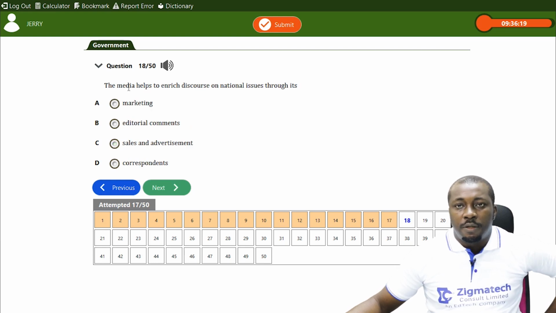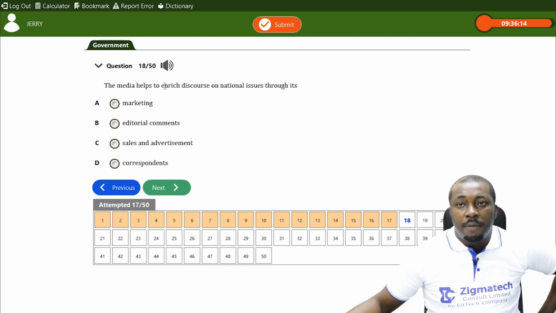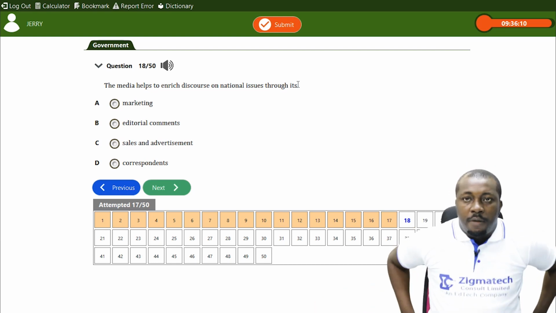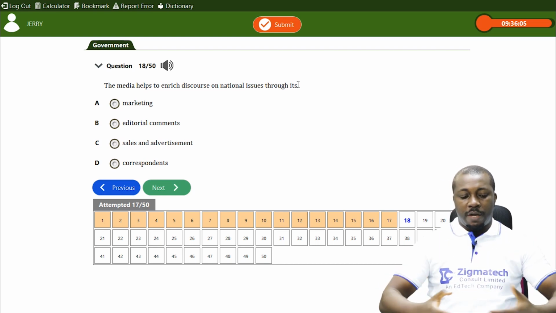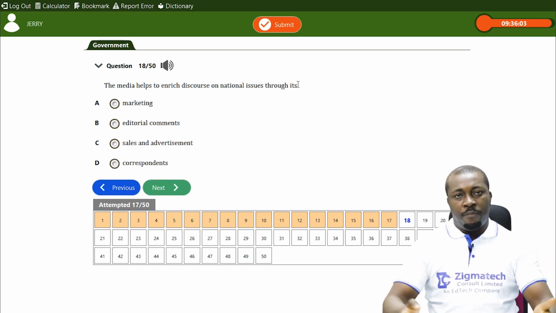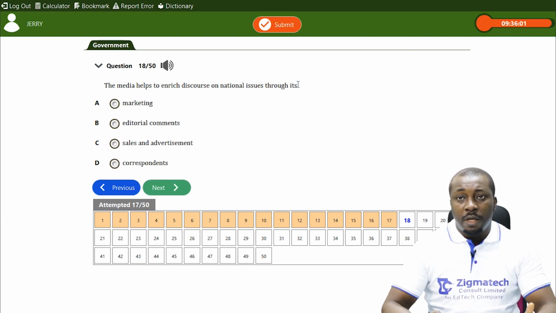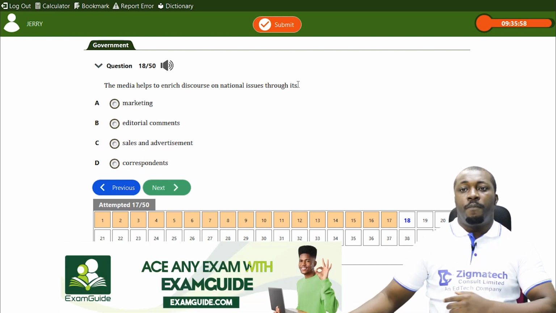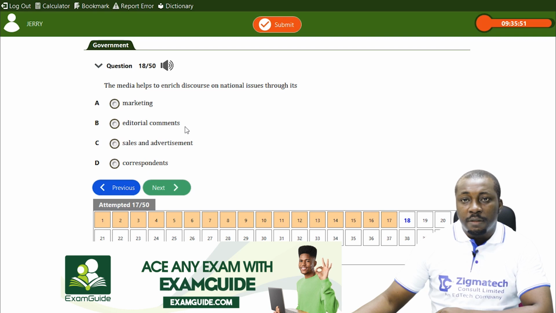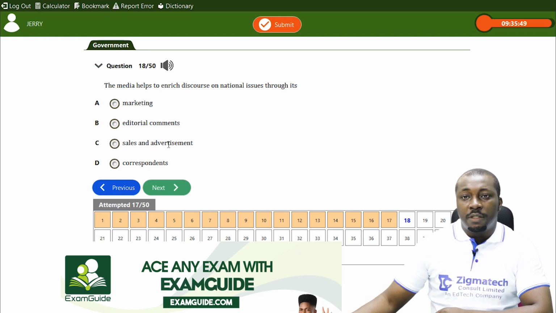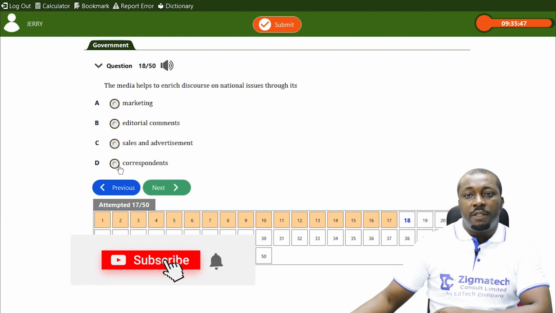This question is still talking about mass media. The media help to enrich discourse on national issues through its. Now, we are talking about how they promote discussion where people review, discuss, air their opinion on national issues. How do they enrich that? Now, do they enrich that through marketing? No. Do they enrich that through editorial comments? Do they enrich that through sales and advertisement? Do they enrich that through correspondence?